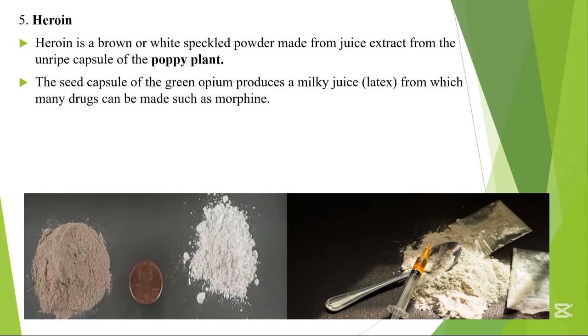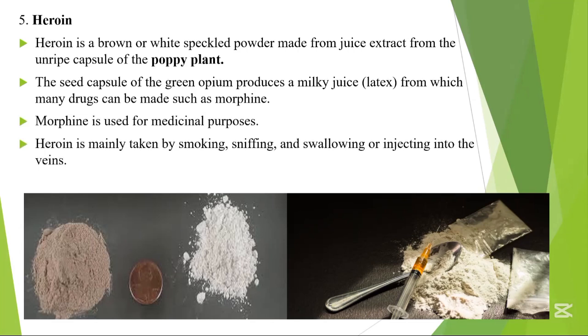So morphine is used for medicinal purposes. Heroin is mainly taken by smoking, sniffing, or swallowing, as well as injecting into the veins. So there are several ways in which you can take heroin. It is known on the streets as brown sugar, skag, smack, and horse.